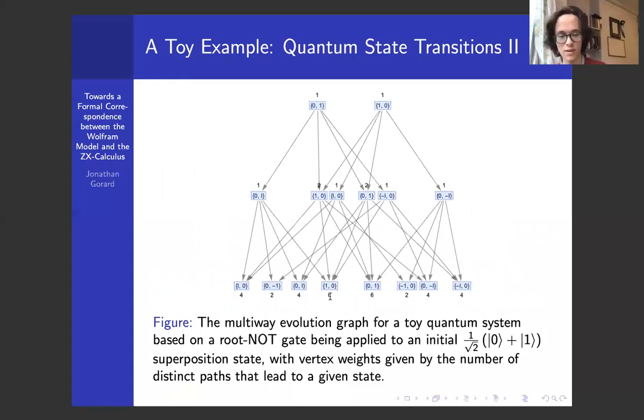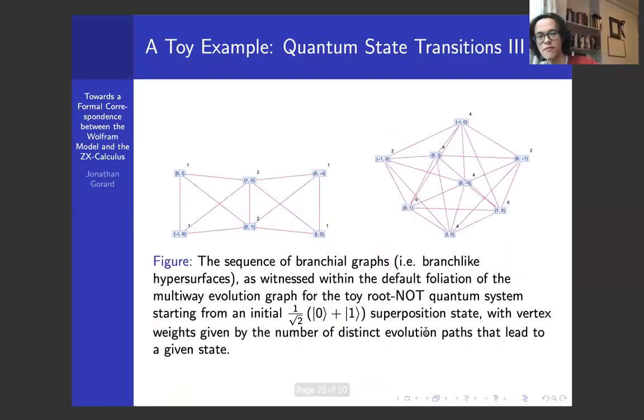And so then the essential idea is when you foliate that into branch-like hypersurfaces, each branch-like hypersurface gives you an instantaneous superposition between those eigenstates, where the path weightings tell you the magnitudes of the amplitudes. And so if we do that foliation, you get branchial graphs that look like this. And it's not too difficult to convince yourself, if you want to go through and check that, that you do indeed get the right answers. That this is actually a valid simulation of the application of a square root not gate.